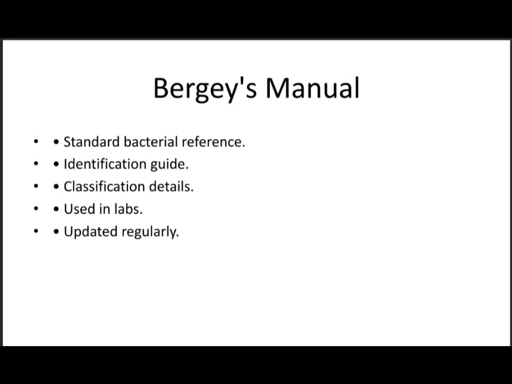Now, let's talk about Burgess Manual. Think of it as the dictionary or encyclopedia of bacteria. Whenever microbiologists discover an unknown bacterium, they compare its characteristics with the information in Burgess Manual. The manual contains scientific names, shape, gram reaction, habitat, chemical properties, classification. It is used in universities, hospitals, research laboratories, and pharmaceutical industries.